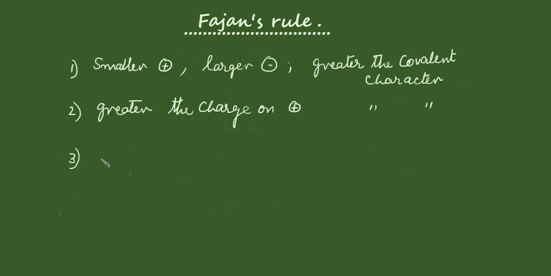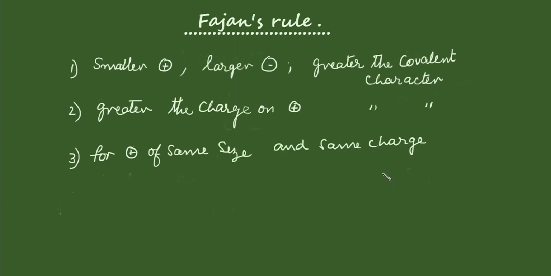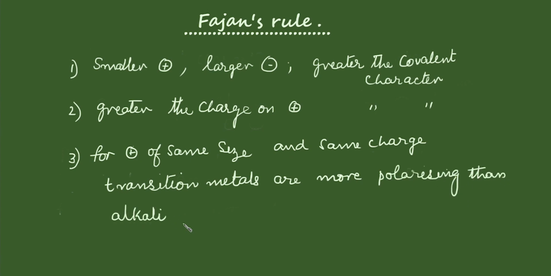Now third one, for cations of same size and same charge, charge meaning number of charges, transition metals are more polarizing than alkali and alkaline earth metals. Alkali metals belong to first group and alkaline earth metals belong to second group. You know, in the periodic table, transition metals are from group 3 to 12. That is the D block elements.